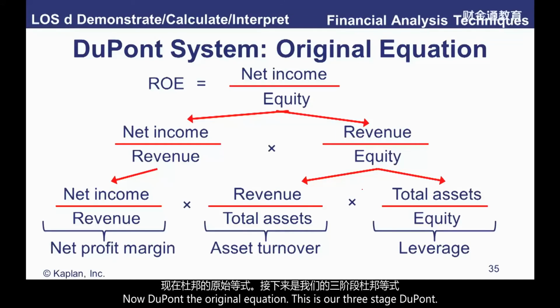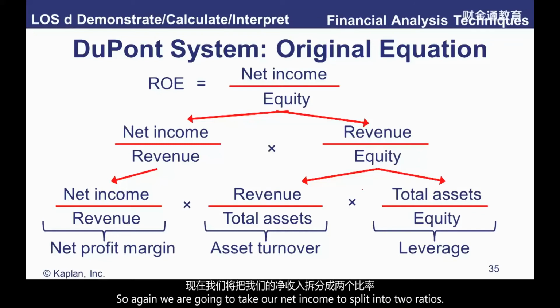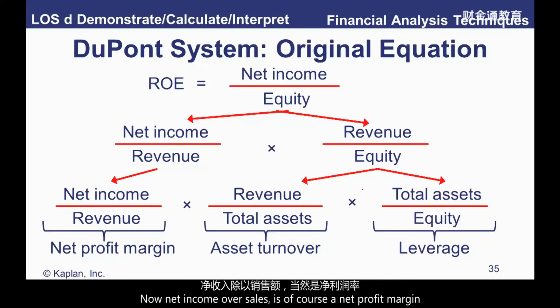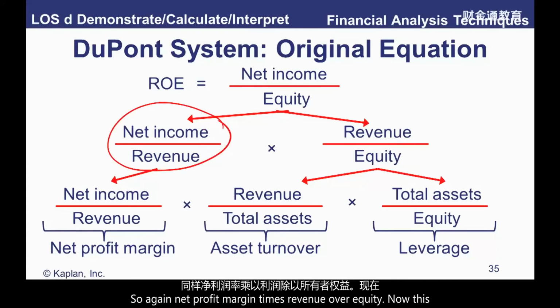Now, DuPont, the original equation, this is our three-stage DuPont. So again, we're going to take our net income over equity and split it into two further ratios. We're going to look at net income over revenue, net income over sales if you like. Now net income over sales, of course, is the net profit margin. So we're looking at net profit margin times revenue over equity.